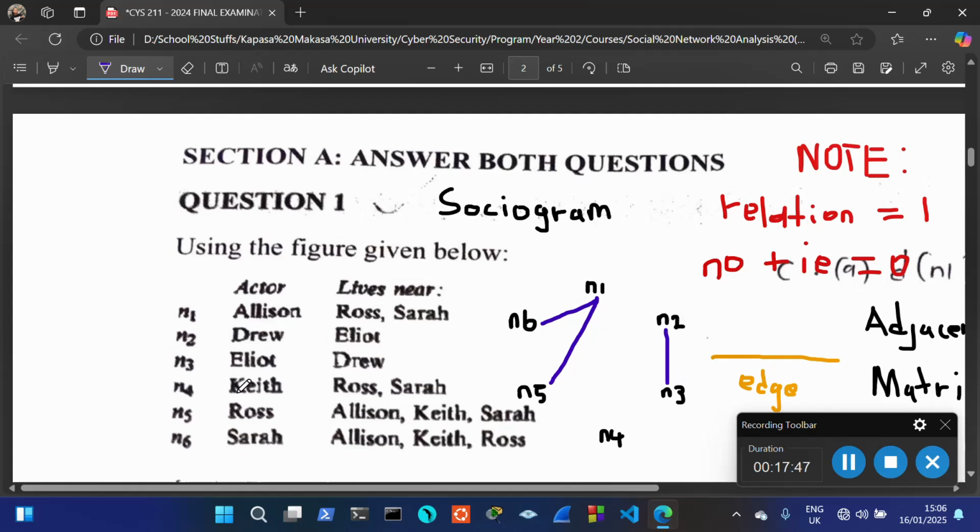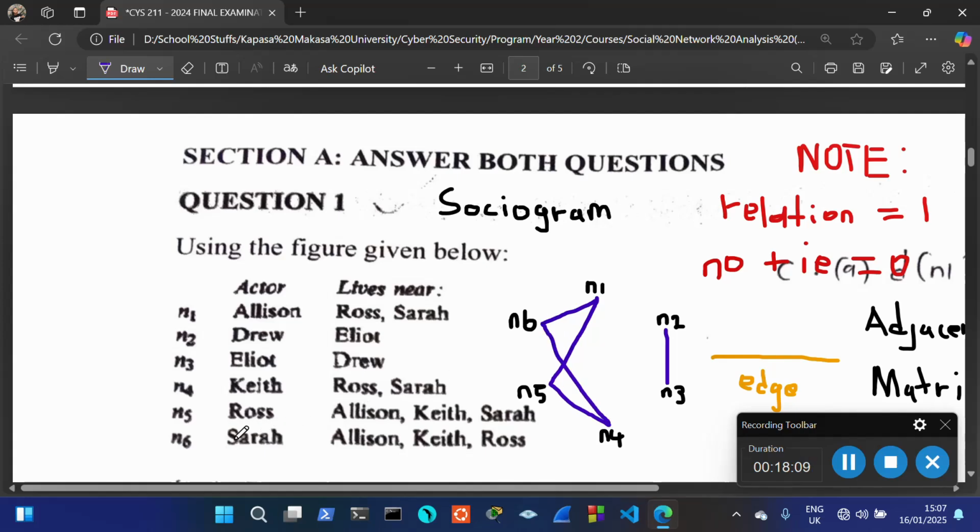We come to N4. N4 happens to have a relation with Rose, who is N5. So N4 has a relation with N5 like that. Again, N4 has a relation with Sarah, who is node N6. So N4 has a relation with N6 like that.